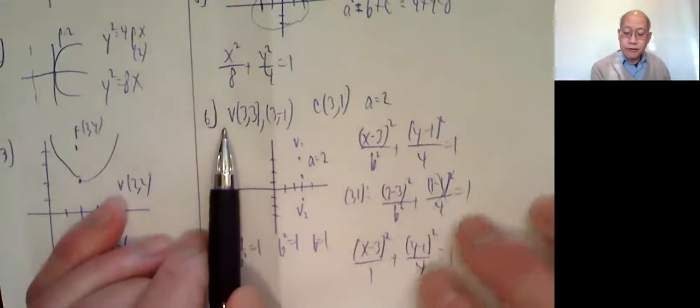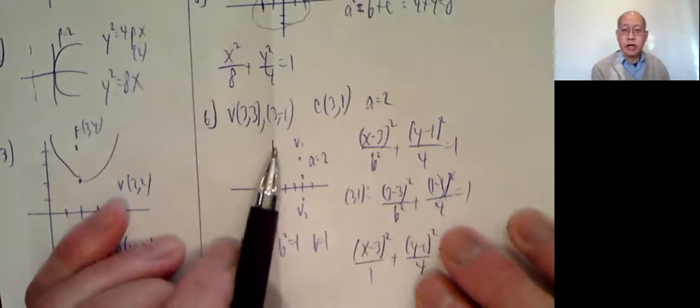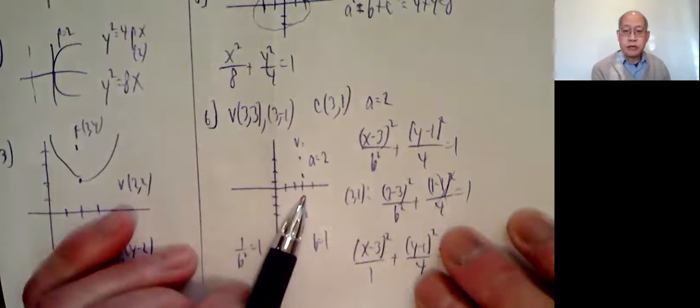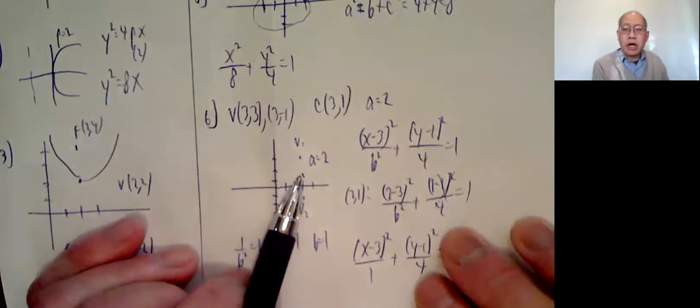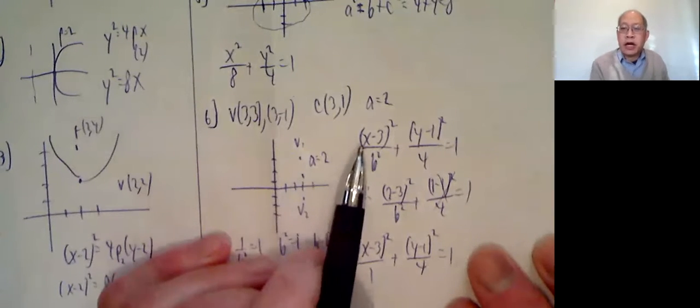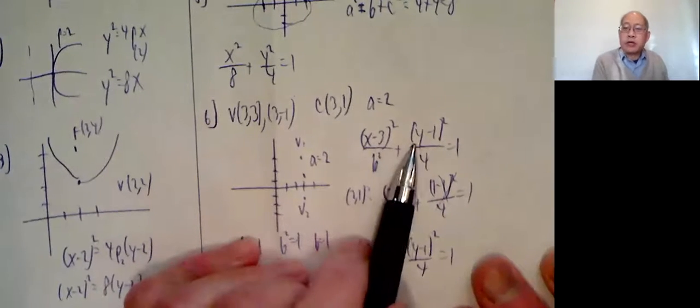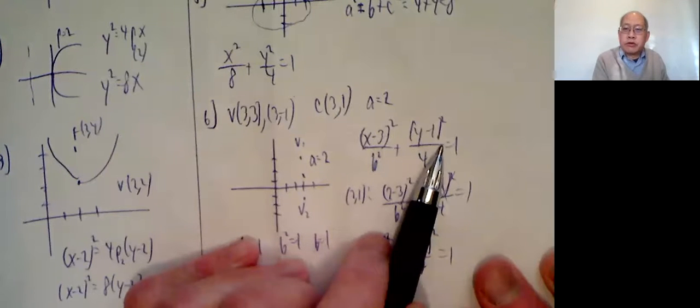Okay, 6, you have vertices at 3, 3, and 3, negative 1. So 3, 3 is here, 3, negative 1 is here. Halfway between the two is the center, 3, 1. So that tells me automatically I have x minus 3 squared over something plus y minus 1 squared over something equals 1.